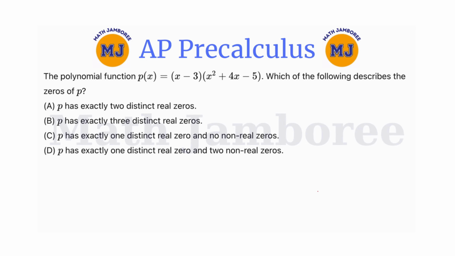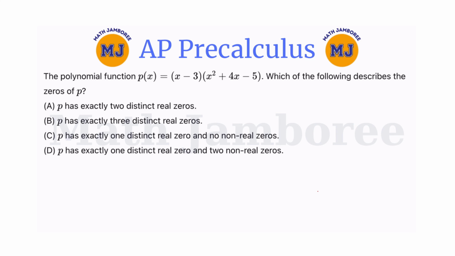In this video, we have another AP Precalculus type of question from the topic of polynomial functions and complex zeros. The polynomial function p of x equals negative (x minus 3)(x squared plus 4x minus 5). Which of the following describes the zeros of p?